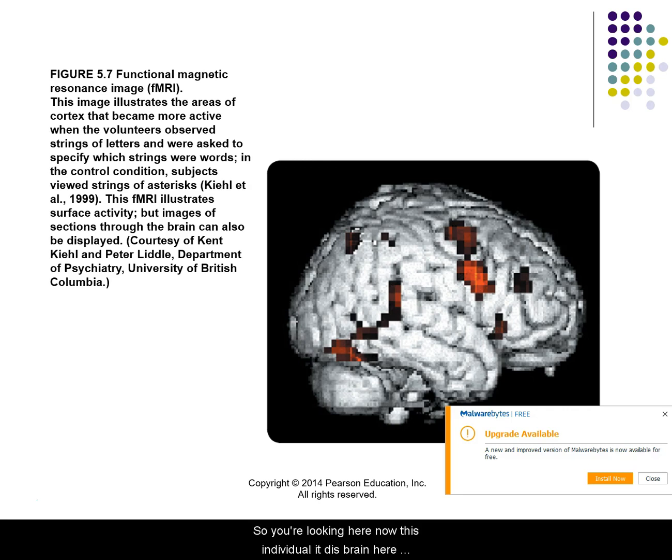Okay. So you're looking here. Now, this individual, this brain here would be facing the right, because you can see the cerebellum at the bottom there. And so you'd be looking at the upper portion of the temporal lobe there. And you can kind of look at some of the central fissure and lateral fissure. You can see some of those characteristics.